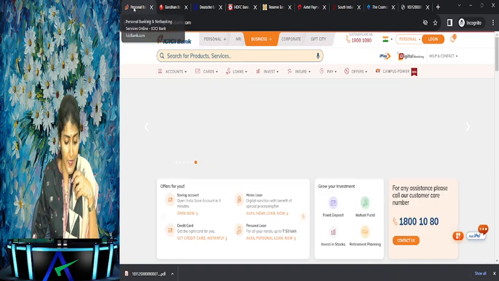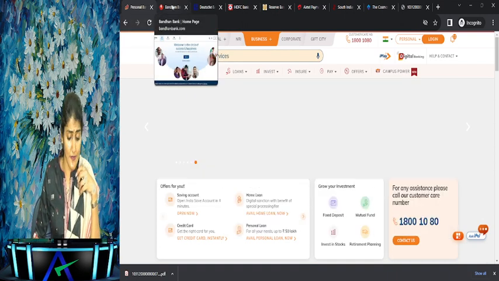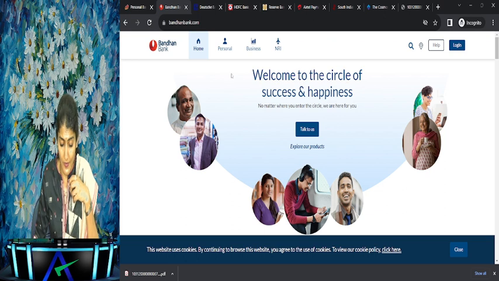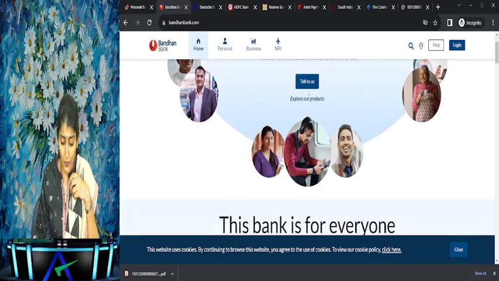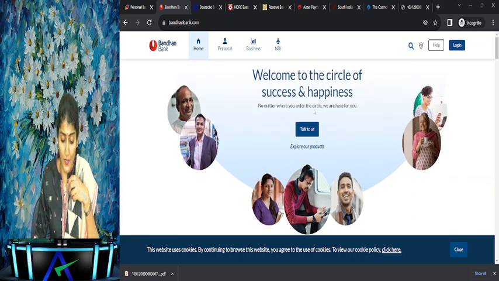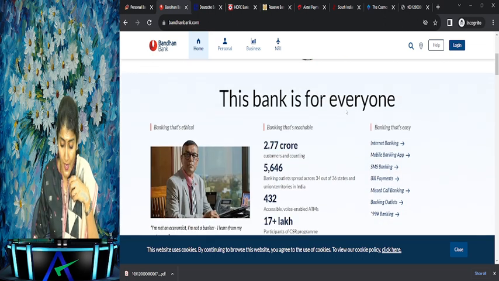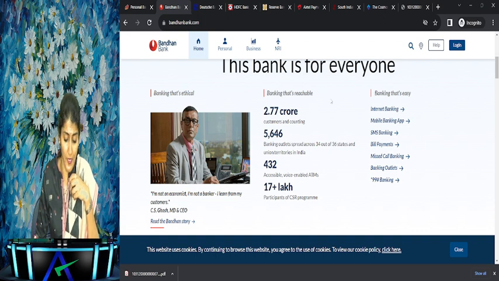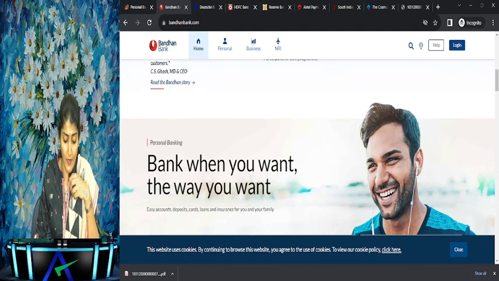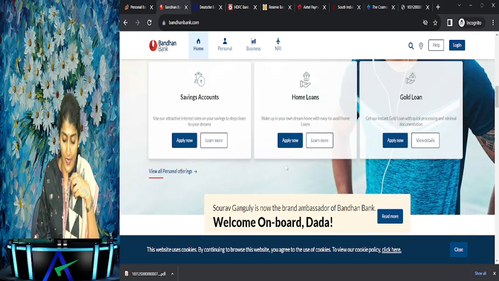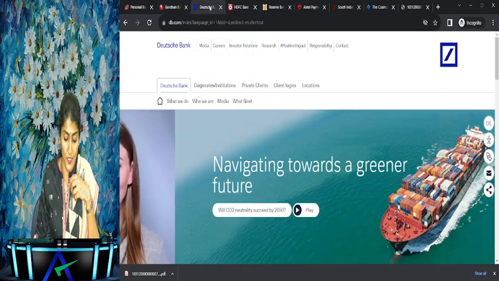So that is one very common private bank, which is the ICICI Bank. Then we also have Bandhan Bank, which is for the small units. Welcome to the circle of success and happiness. No matter where you enter the circle, we are here for you, explore our products. This bank is for everyone. So it says 2.77 crore customers and counting, 5646 banking outlets, and 17 plus lakh participants of the CSR program. Then again, they have details of the savings account, home loan, gold loan, and all of those which can be taken.